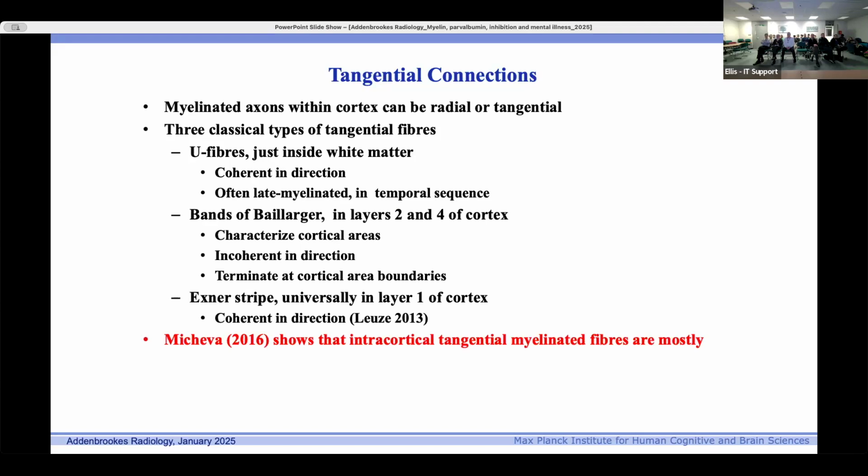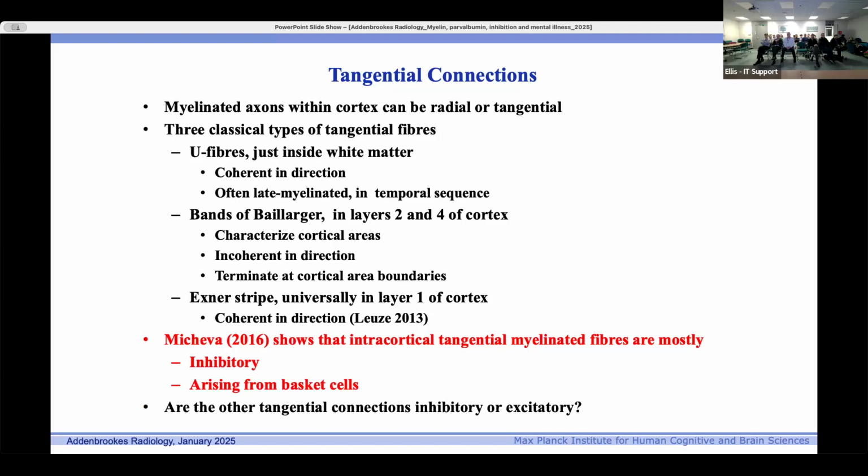But this is the crux of it, that work by Micheva published in 2016 in, I think, mouse brain. She showed that the intracortical tangential myelinated fibers are mostly inhibitory, and they arise from basket cells. They're GABAergic. We don't know about the other tangential connections, whether they're inhibitory or excitatory, but having a handle on the inhibitory microcircuitry of the cortex gives us a huge step in the direction of actually understanding what the heck it does.